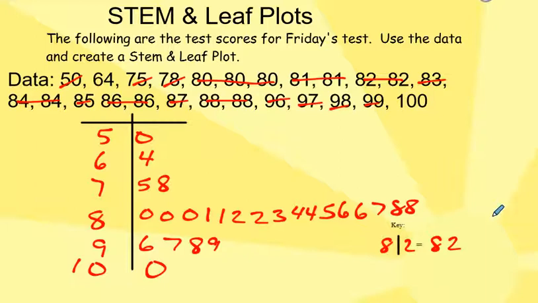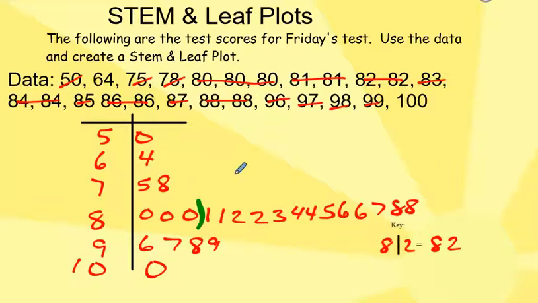The nice thing about a stem and leaf plot is you can easily ask questions about it. I could ask how many people scored above an 80%. Here's my 80%. Above 80% would be all of these kids plus these and plus that. That would be 1, 2, 3, 4, 5, 6, 7, 8, 9, 10, 11, 12, 13, 14, 15, 16, 17, 18 people who scored above 80.